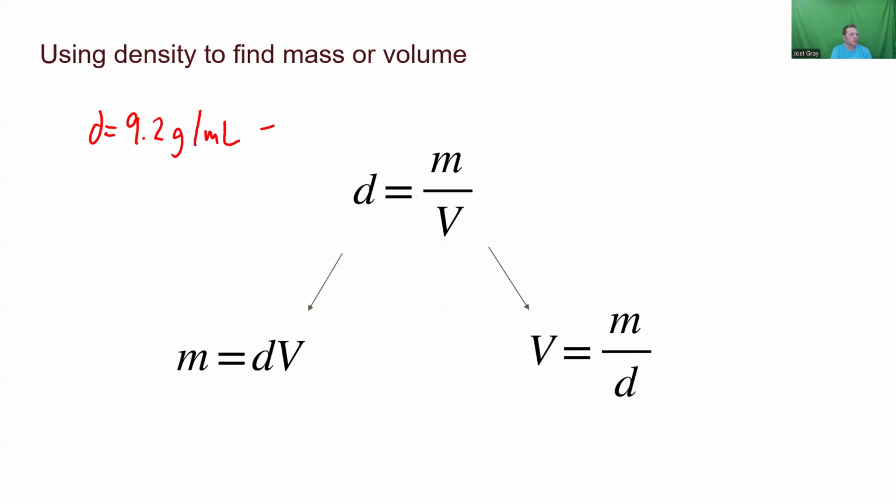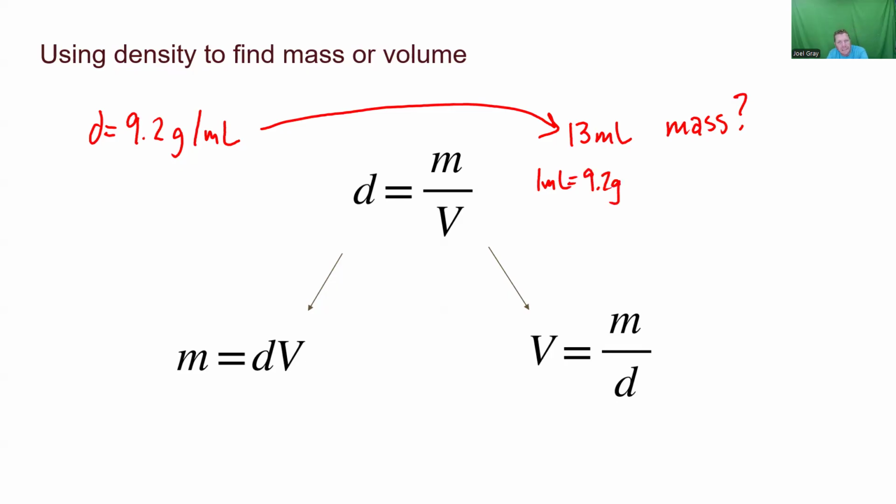Okay. Now, what if you had 13 milliliters of it? What is the mass of that? Well, it's important to be able to go back and say, well, 1 mil equals 9.2 grams. 13, let's do the calculation. 9.2 times 13. That would have a mass of 9.2 times 13, which is 119.6 grams.